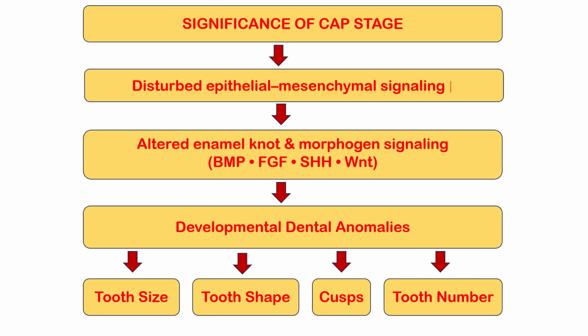So talking about the significance of cap stage, whenever there is disturbed epithelial mesenchymal signaling, there will be altered enamel knot and morphogen signaling, which will lead to developmental dental anomalies affecting the tooth size, tooth shape, cusp, and the tooth number.